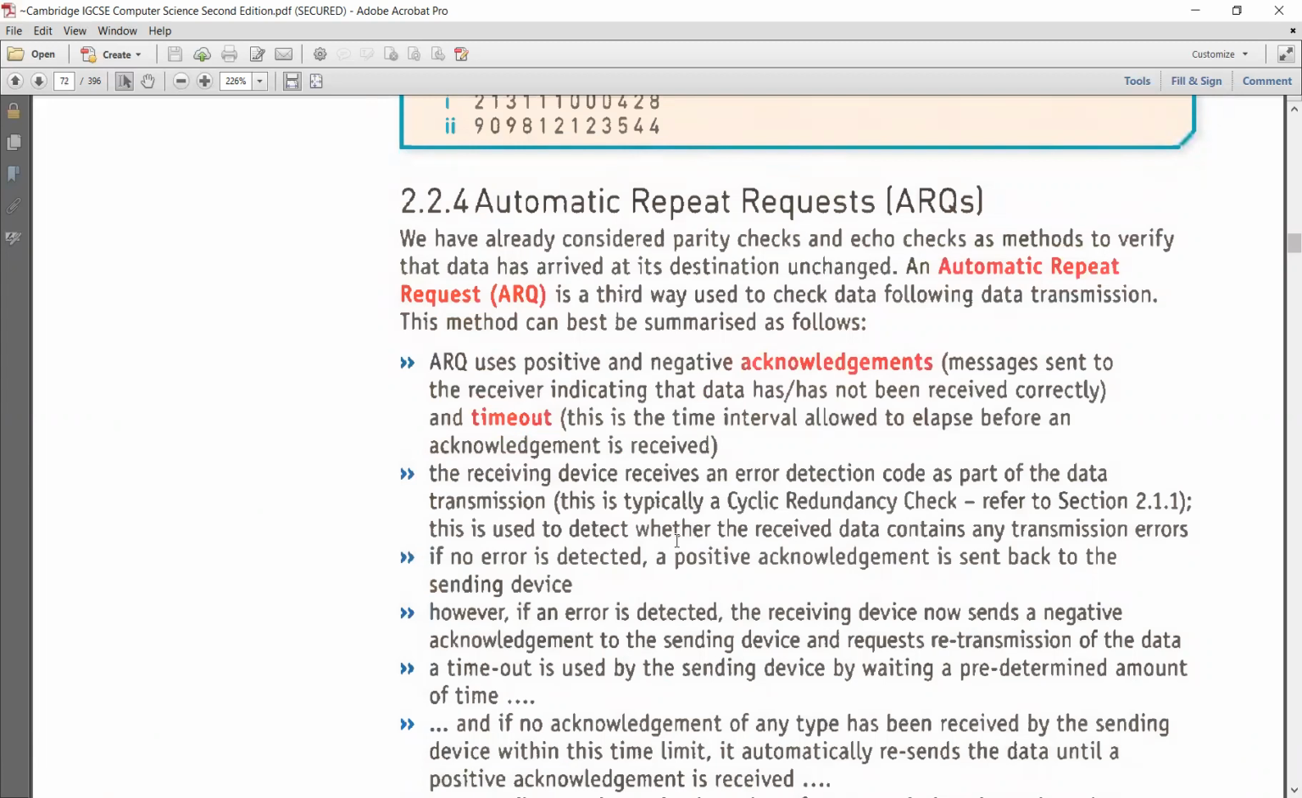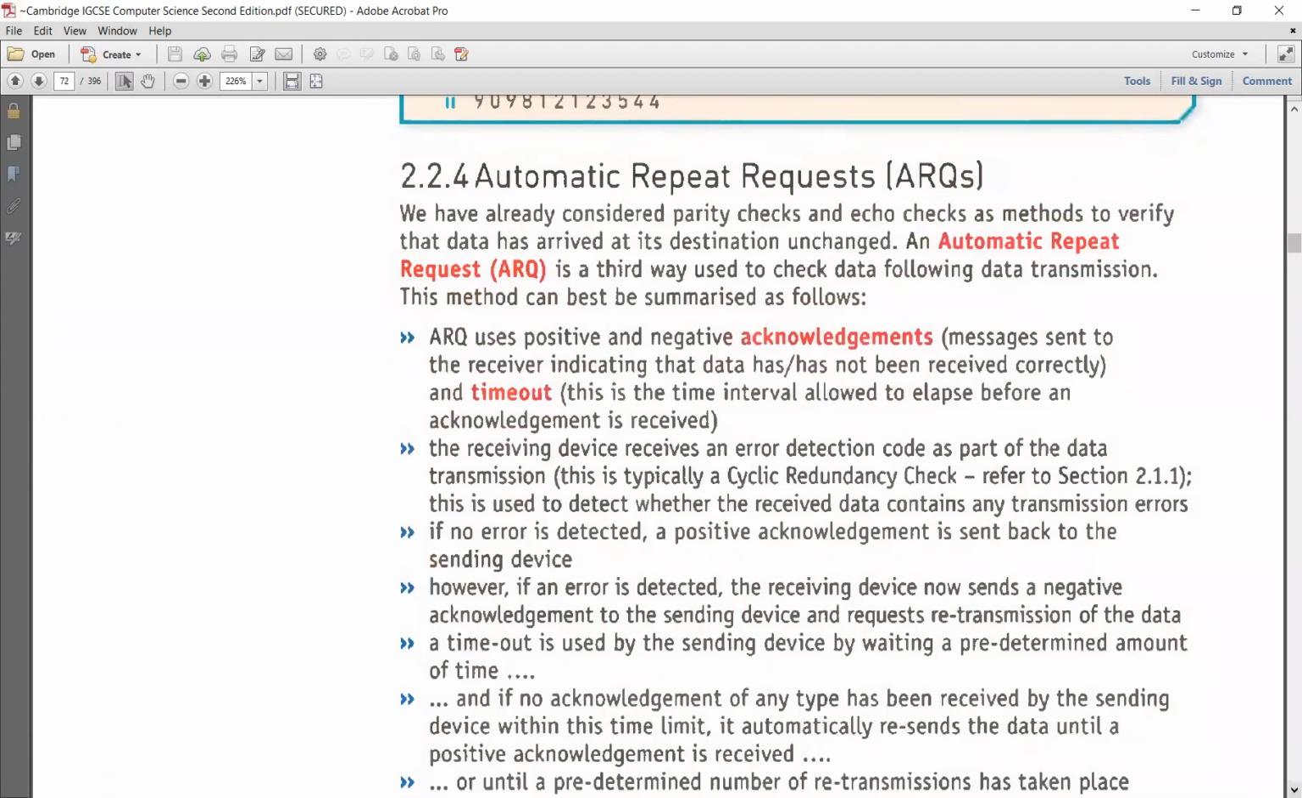However, if an error is detected, then the receiving device sends a negative acknowledgement, like you do. For example, if you're able to understand, you give a nod, yes, we have understood. And if you don't understand, then you say, no, I need a recap or a revision. Similarly, here also we have a negative acknowledgement or a positive acknowledgement.